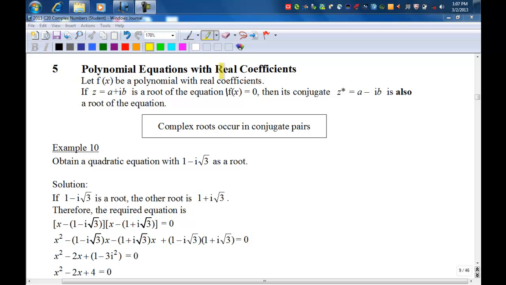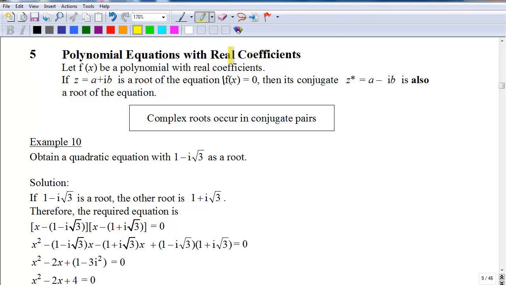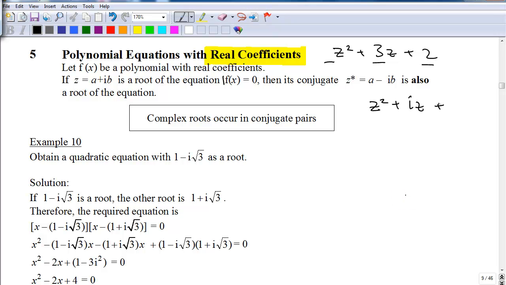In this new section, we look at polynomials with real coefficients, and I highlight the words real coefficients here. Now this means we are looking at examples like this. We are looking at maybe z squared plus 3z plus 2, where all the coefficients are real numbers. Now what we are not looking at are examples like this, z squared plus iz plus 1. Now these are equations where some of the coefficients, for example this one, is an imaginary number. It is not real. Alright? So we are not looking at this.